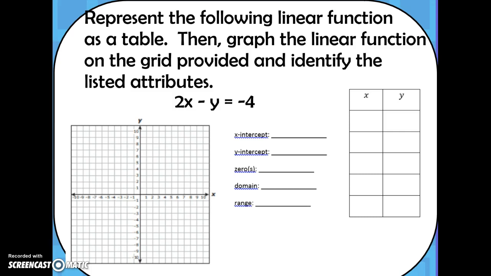The last problem that we have is representing the following linear function as a table, then graph the function on the grid provided and identify the attributes. So we have to solve for y like we did in the last problem. We're going to get rid of the 2x so that we have this in slope-intercept form. When we do that, I'm going to write the equation to the right. The 2x goes away and we have a negative y equals negative 2x plus 4.